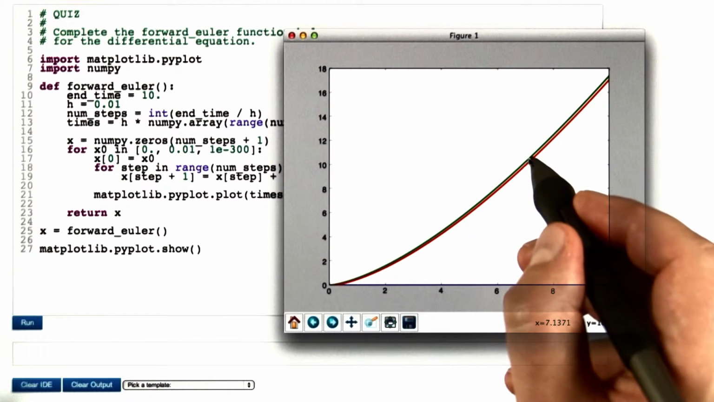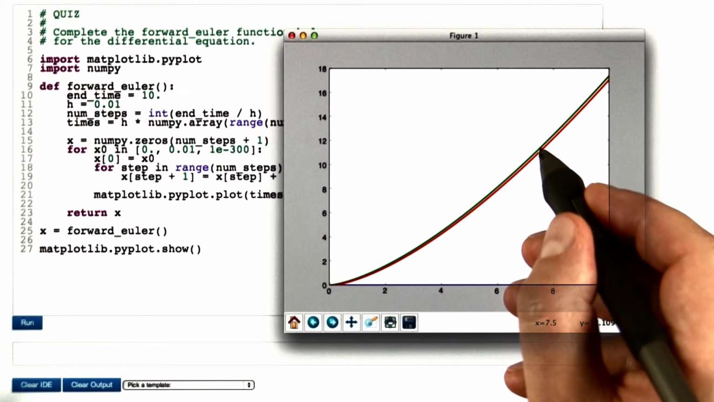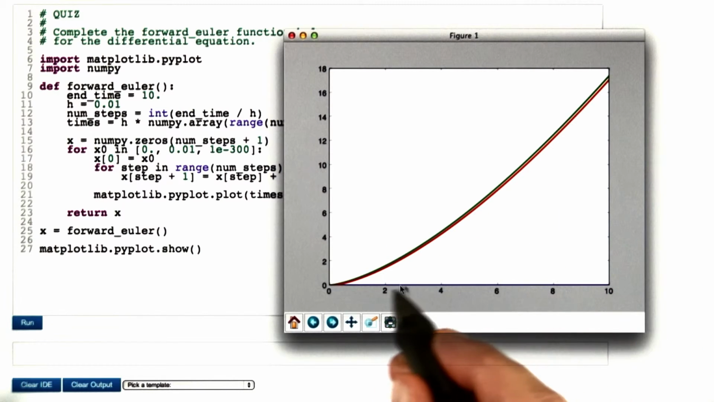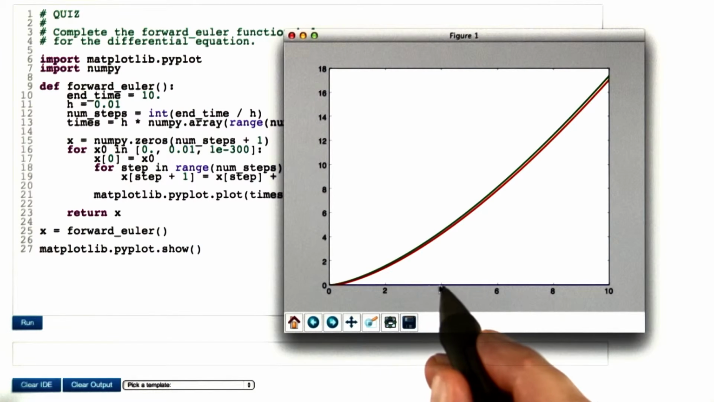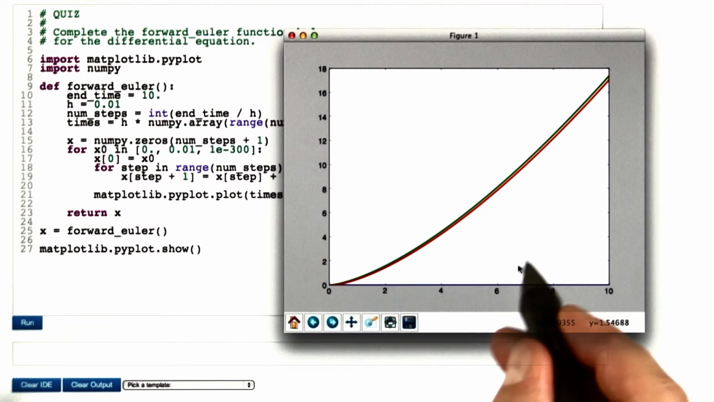And as you can see, there's hardly any difference between starting with 10 to the minus 300 and starting with 0.01. So from a numerical viewpoint, this differential equation looks as though 0 is a highly unstable fixed point. Once you get a tiny bit above 0, the solution is going to quickly diverge from that.